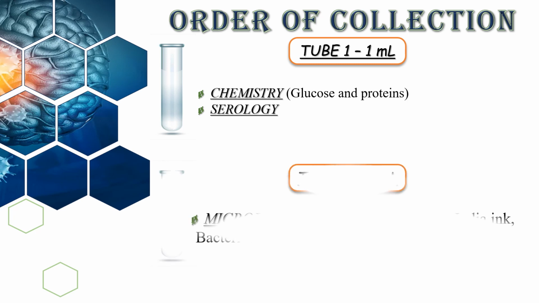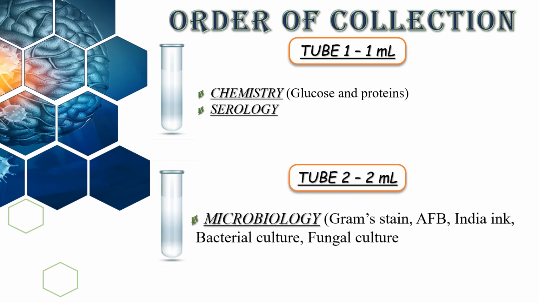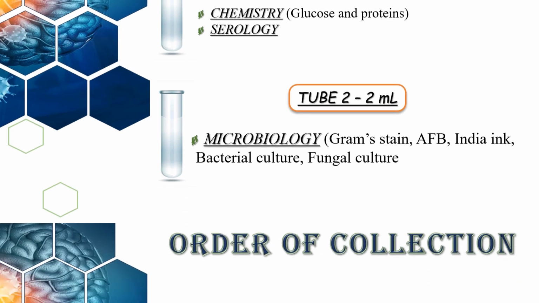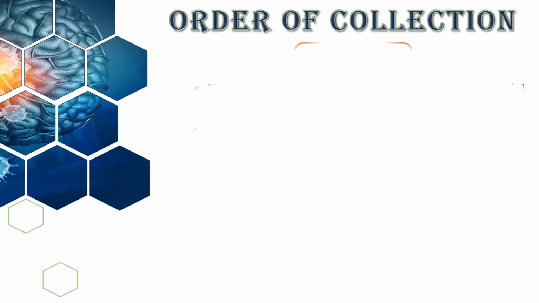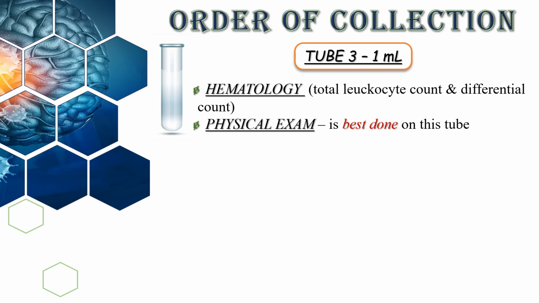In the second test tube, we'll collect 2 ml of CSF and we'll subject that CSF for microbiological examinations such as gram stains, AFB, India ink, bacterial culture or fungal culture. Then in the third tube, we'll collect 1 ml of CSF and we'll subject this sample for hematological examination, that is the total leukocyte count and differential count. Also, in this tube, physical examination is best done.